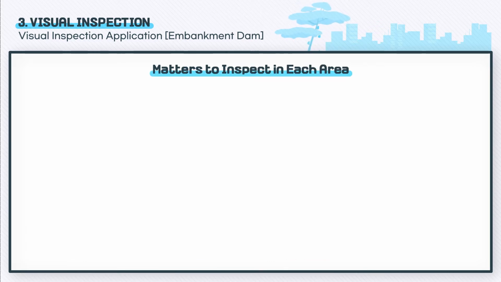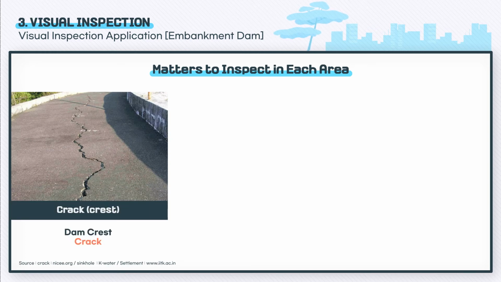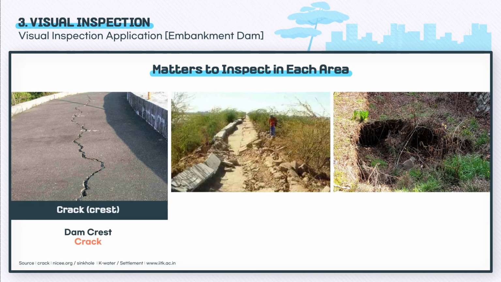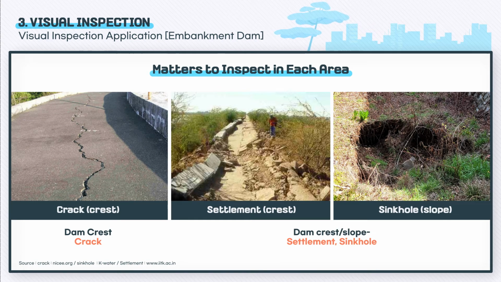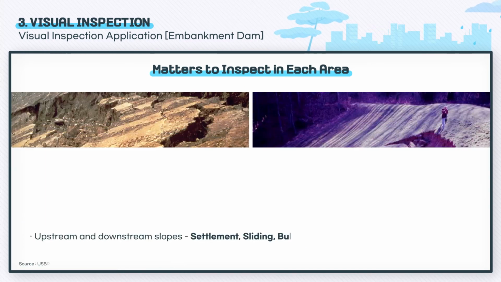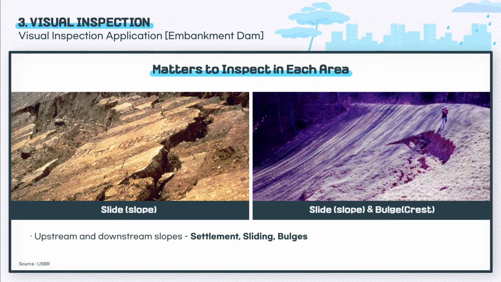There are matters that need to be closely examined in each area during a naked eye inspection of embankment dams. Any cracks that have occurred on the dam crest, and whether there are settlements or sinkholes on the dam crest, and the upstream and downstream slopes must be recorded. The inspector must also determine whether there are settlements, sliding, or bulges on the upstream and downstream slopes, and whether there is seepage in the downstream slopes and banks.